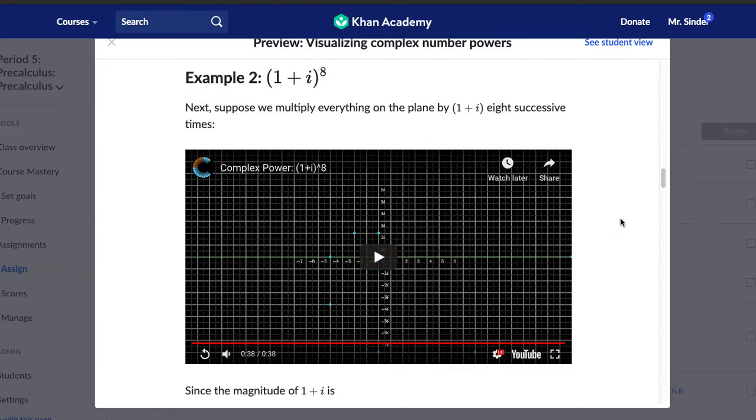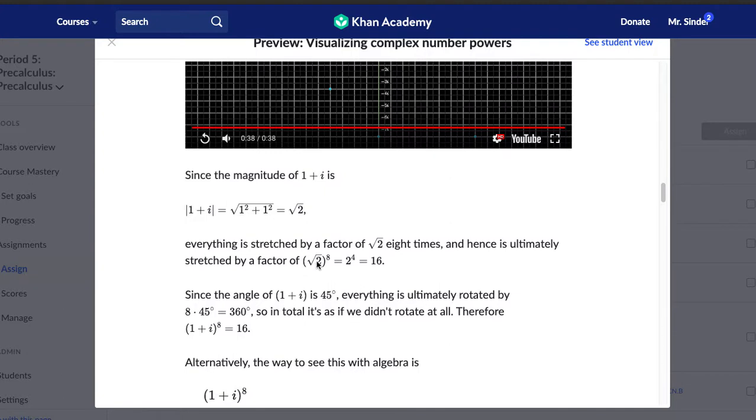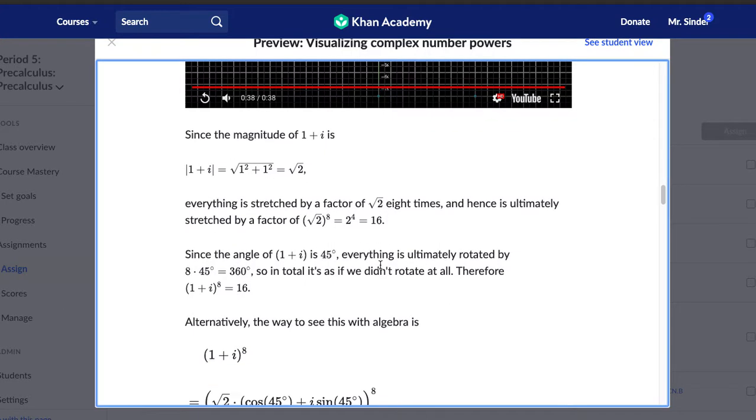Oh yeah, and it even tells you that there. What you're doing is square root of 2 eight times, so that's 2 to the power of 4, which is equal to 16. Do I get credit?